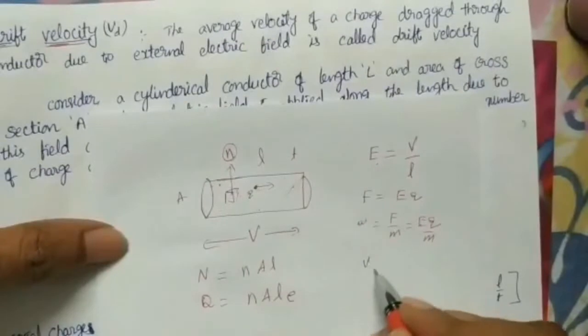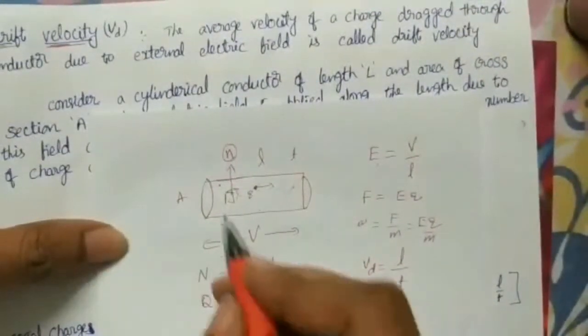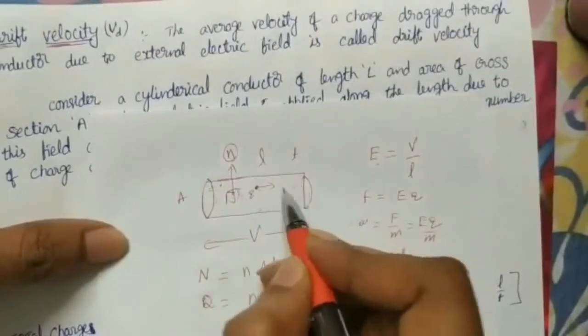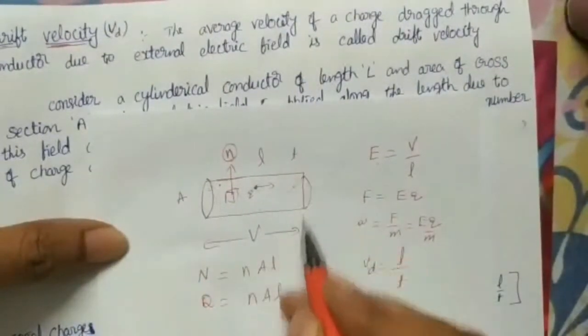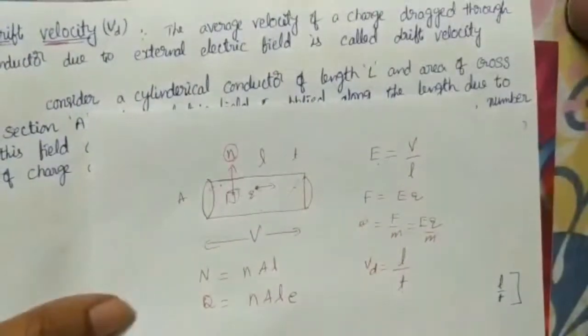What is drift velocity? Drift velocity is total length by total time. How much distance does it travel? L distance it travels within t time. So L by t is the drift velocity, you can write.